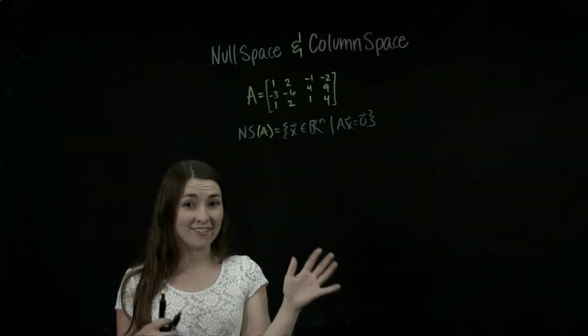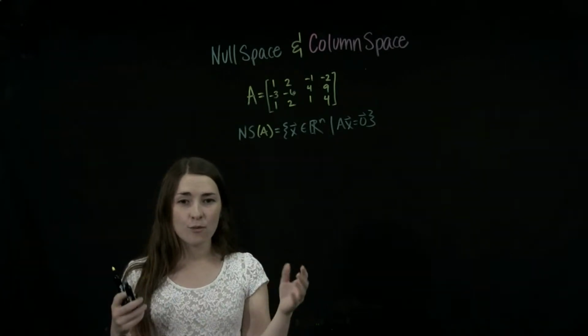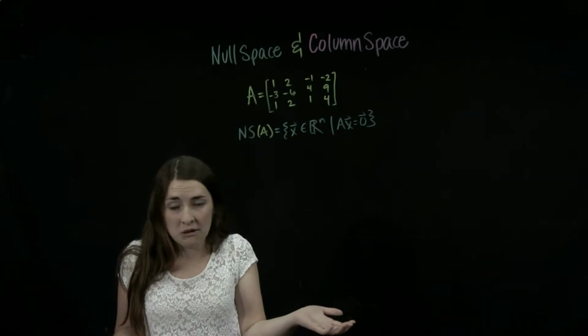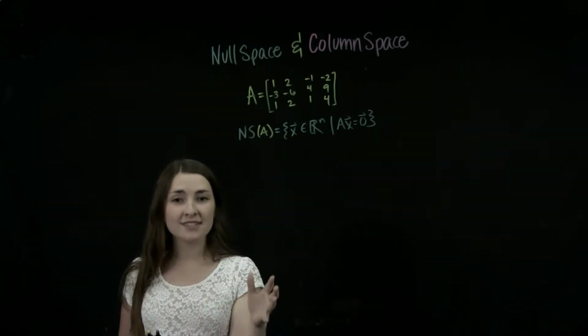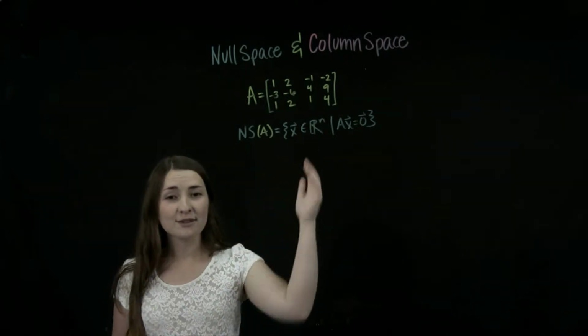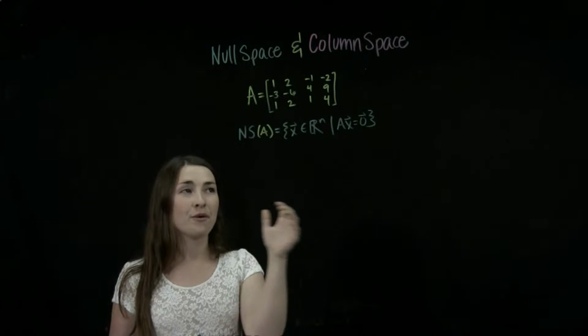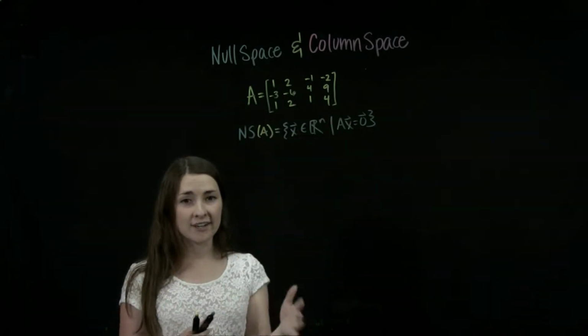Whoa, that's wild, right? We're used to, when we multiply two things together and we get 0 out, one of them has to be 0. It's what we're used to. But in this case, our null space is a very special place where we have some vectors x that when we multiply them by our matrix A, we're going to get the 0 vector out. So let's find the null space of this matrix A.